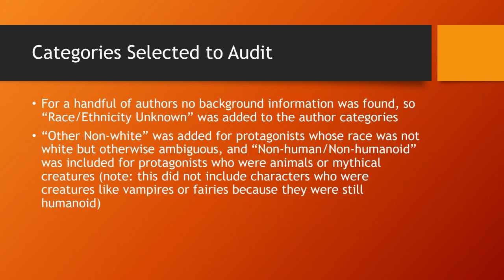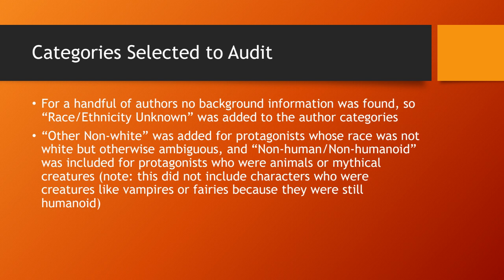So for a handful of the authors that I looked at, I could not find any background information as hard as I tried. So I had to add race/ethnicity unknown to the author categories. Similarly, I had to add other non-white for protagonists whose race was not white, but otherwise ambiguous. This tended to happen with certain sci-fi or fantasy books where the protagonist was described as having brown skin, but it wouldn't get more specific than that. So I just said, okay, other non-white.